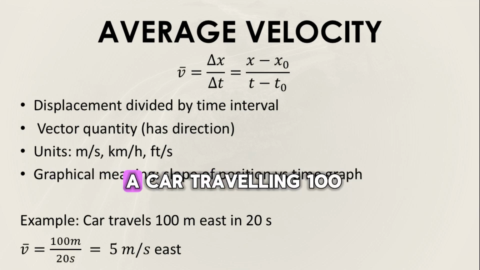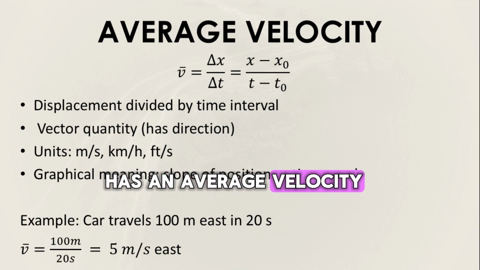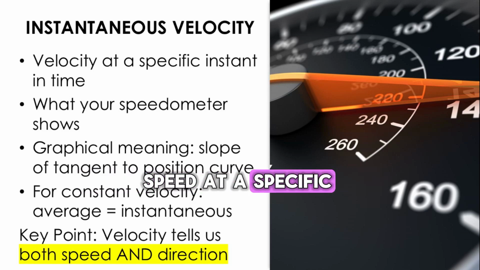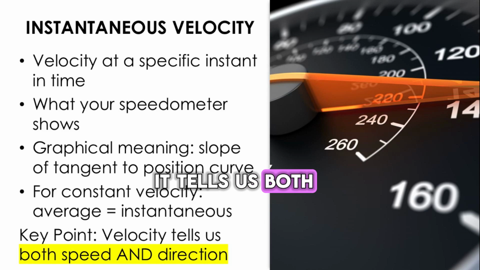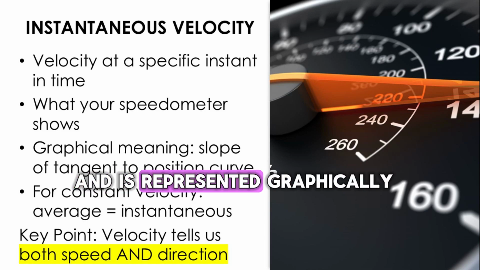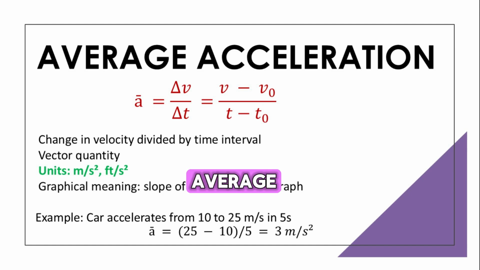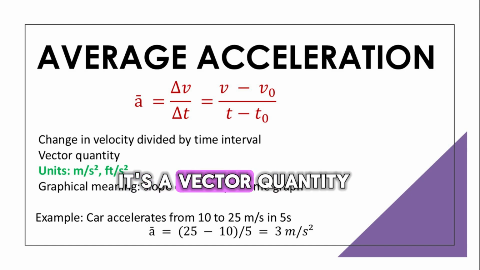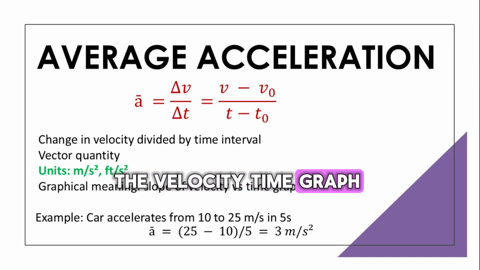For instance, a car traveling 100 meters east in 20 seconds has an average velocity of 5 meters per second east. Instantaneous velocity is the speed at a specific moment, like what a speedometer shows. It tells us both speed and direction, and is represented graphically as the slope of a tangent to the position curve. Average acceleration is the change in velocity over time. It's a vector quantity, and graphically, it's the slope of the velocity time graph.